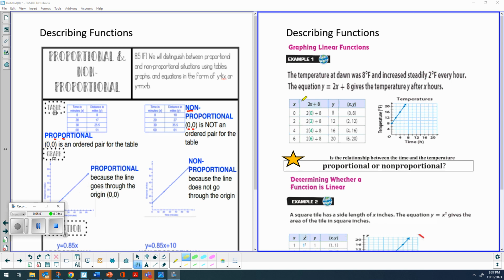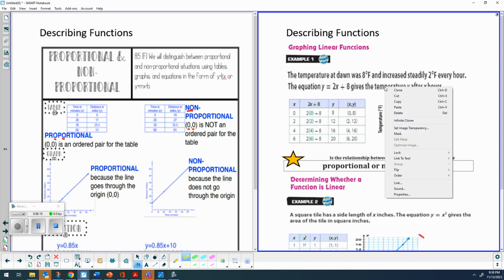So in your table of values, it gives you the equation y equals 2x plus 8. And the temperature is represented by y, because that's the label on your y-axis. And your time is in hours, and that's on your x-axis. So that's very important to know in word problems what category is representing which variable.